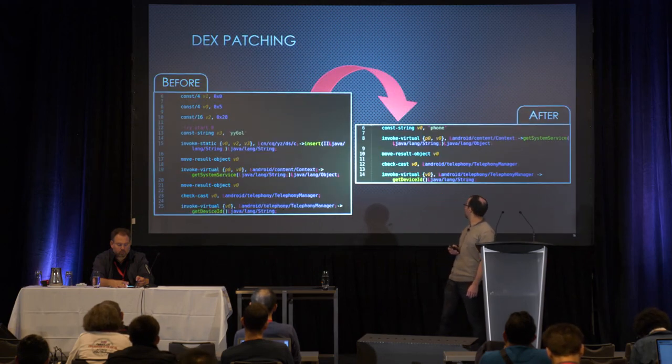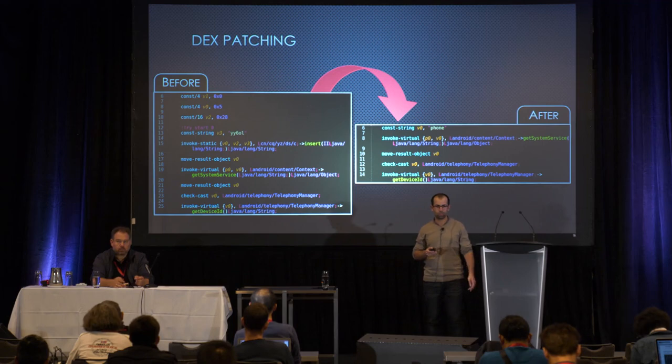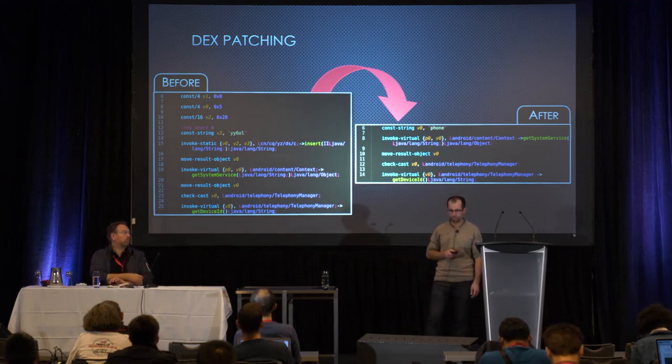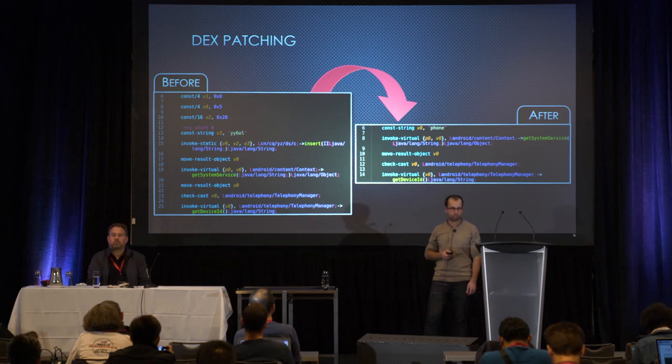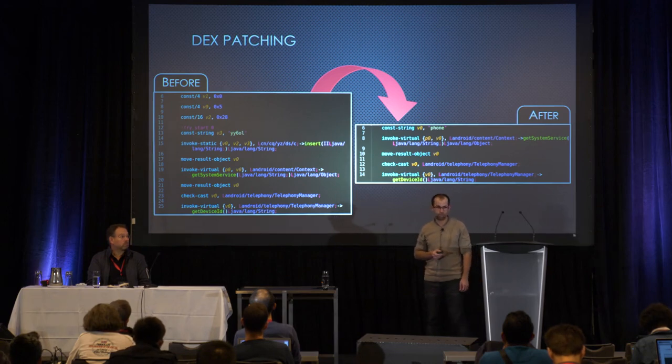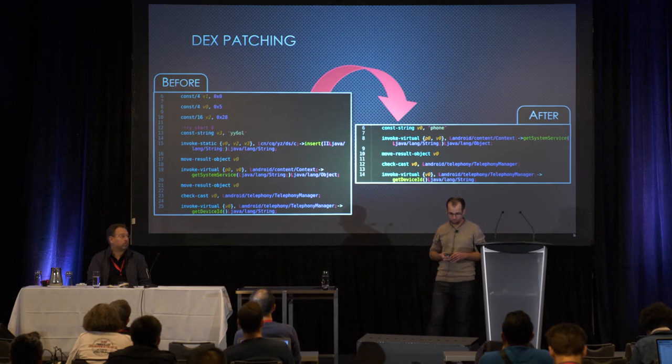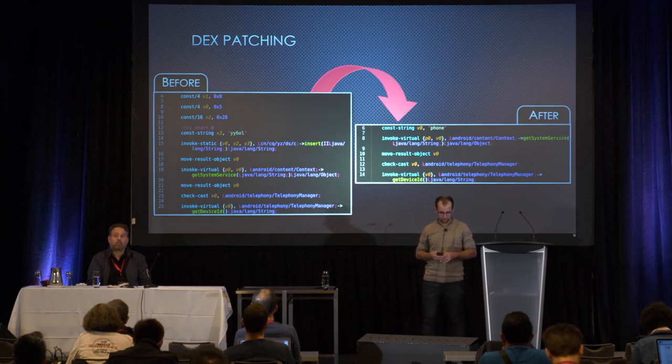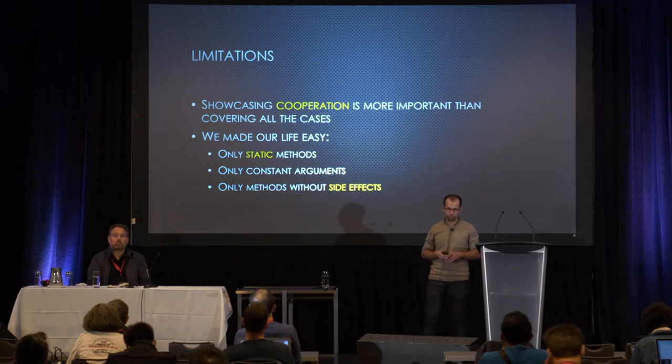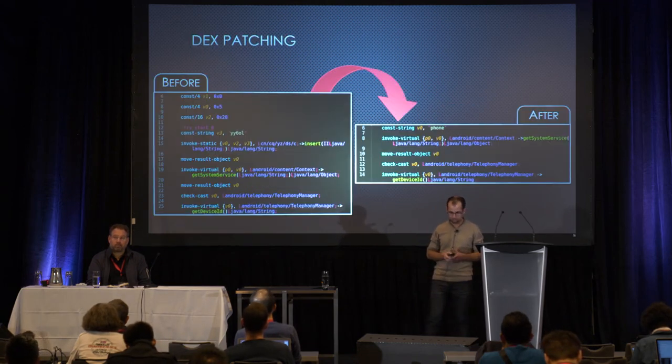I hope it's clear enough, but if not, don't worry. It's just a basic example of how patched code would look, a really simple example without reflection. Here we have a piece of code that wants to get the device ID. To do so, it first needs to pass the string phone to the get system service API. In the original APK, we had the string phone encrypted, and now it's decrypted.